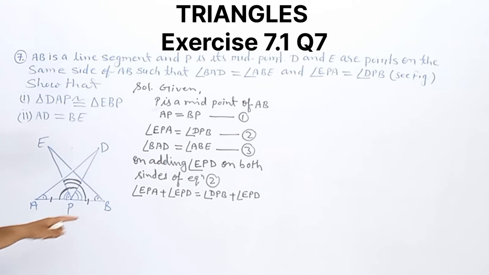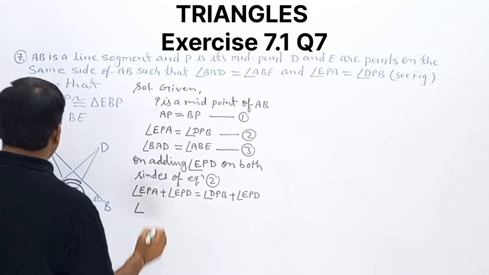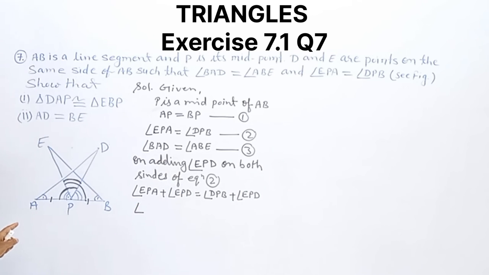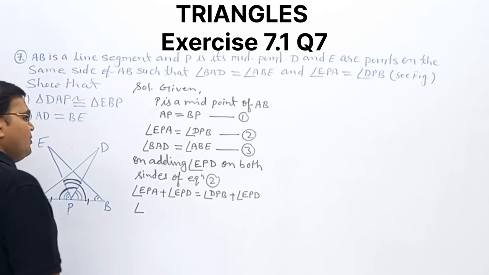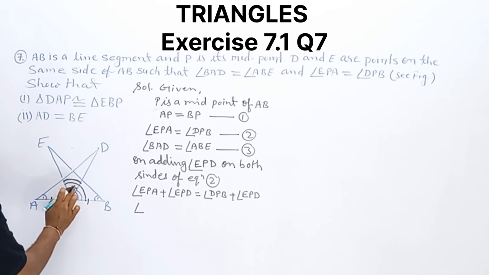Now observe, EPA, this angle, plus EPD, this angle. Then we can say both sum will be what? The sum of both will be angle DPA. Yes or no? DPA, this angle plus this angle, what are we getting?